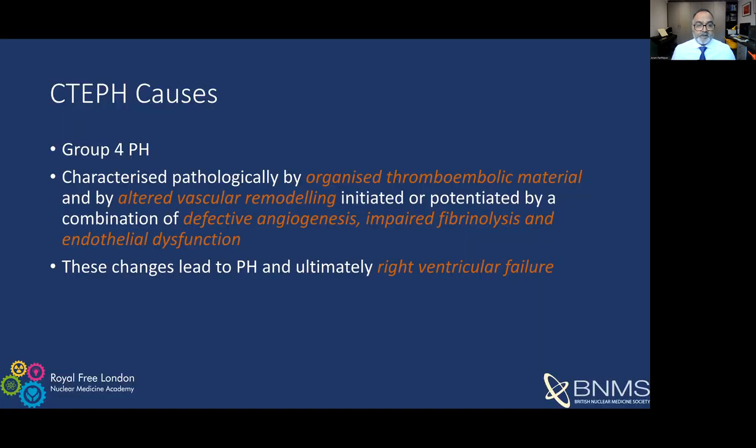What are the causes of CTEPH? Well, as I mentioned, this is a group 4 cause for pulmonary hypertension. It's characterized by organized thromboembolic material and by altered vascular remodeling that is initiated or potentiated by the combination of defective angiogenesis, impaired fibrinolysis, and endothelial dysfunction. And all this sort of scarring in the vascular system can lead to pulmonary hypertension and ultimately right ventricular failure.